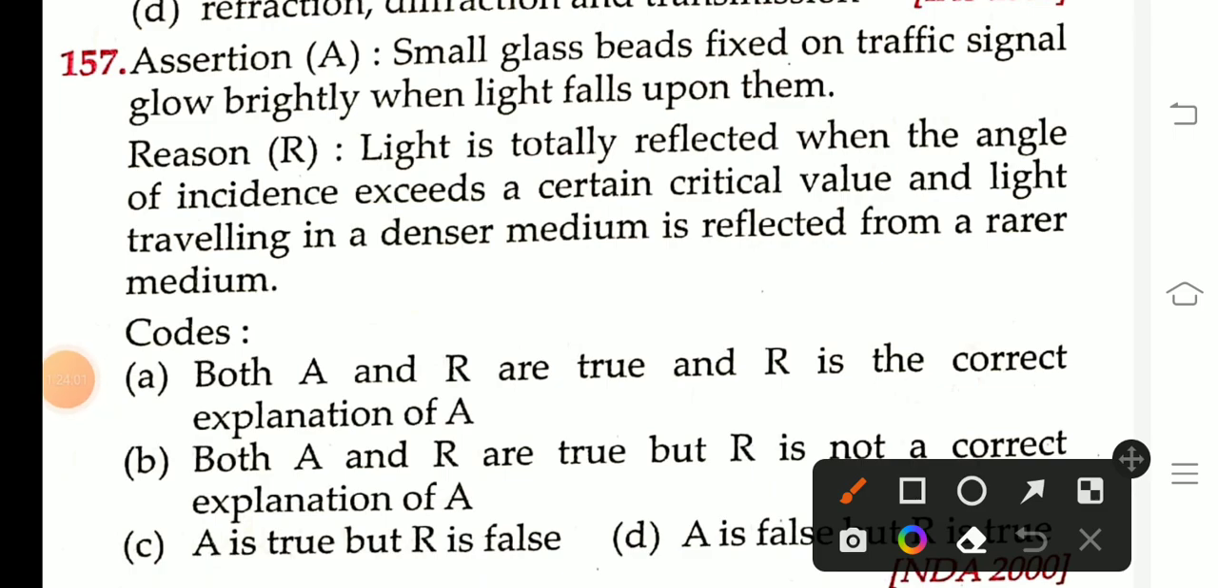Assertion A. Small glass beads fixed on traffic signal glow brightly when light falls upon them. Reason R. Light is totally reflected when the angle of incidence exceeds a certain critical value and light traveling in a denser medium is reflected from a rarer medium. Right answer will be option A. Both A and R are true, and R is the correct explanation of A.